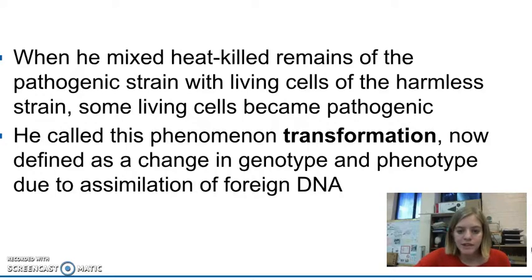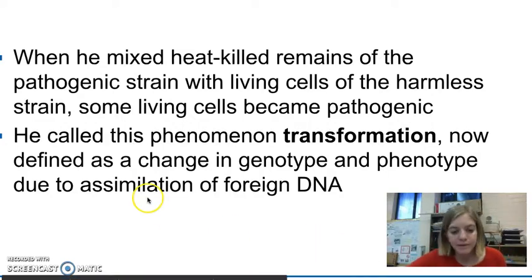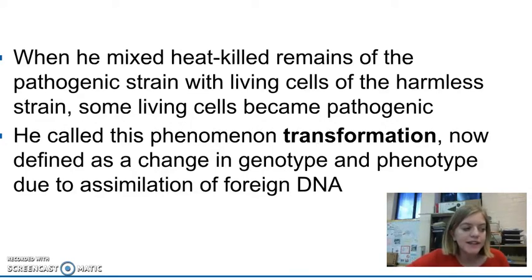We still observe this phenomenon today, and it's called transformation. This is a change in the genotype and phenotype of a particular cell, like their gene expression, due to the assimilation of foreign DNA. So basically, we discovered that bacteria can be transformed in which they accept and can get DNA from another bacteria and share DNA with each other, thereby changing the way that they express their genotype or phenotype. So in this case, the non-diseased bacteria were able to become transformed with the diseased bacteria's DNA.